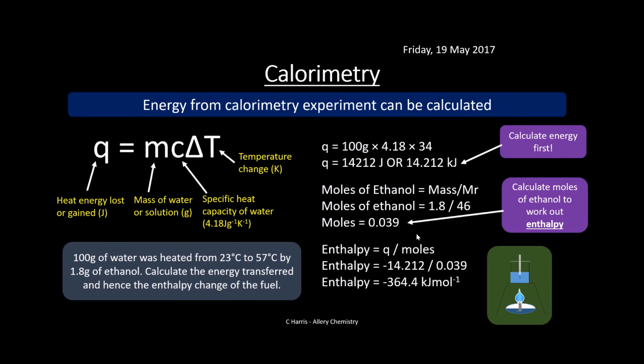Okay, so to work out the enthalpy change, we then take the energy that we worked out in the first step, and we take the moles of the fuel that we worked out in the second step, and we divide them. So it's energy divided by moles. Now because this is an exothermic reaction, we put a minus in front of that, so it's minus 14.212 divided by 0.039. That gives us an enthalpy change of minus 364.4 kilojoules per mole.